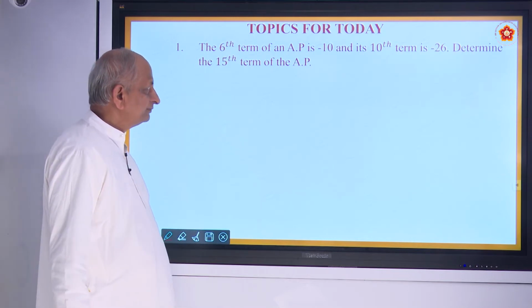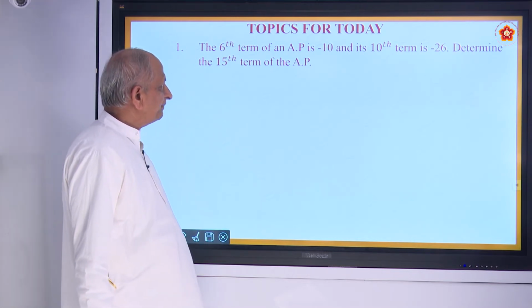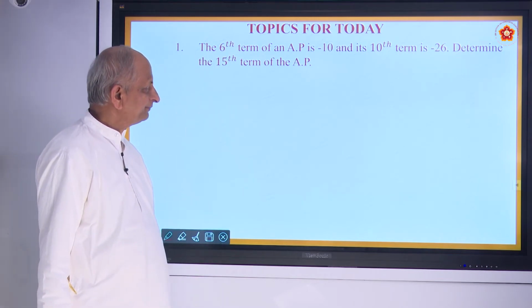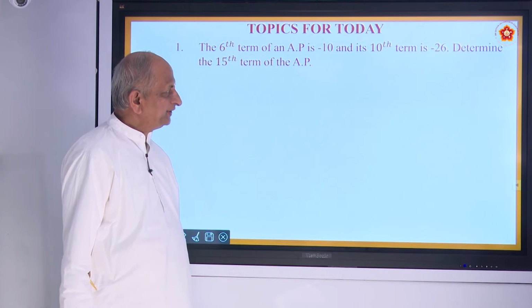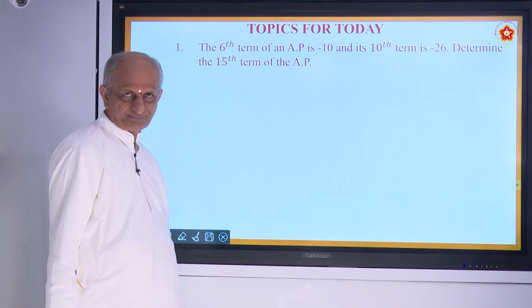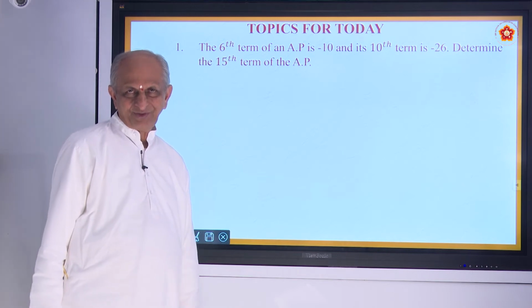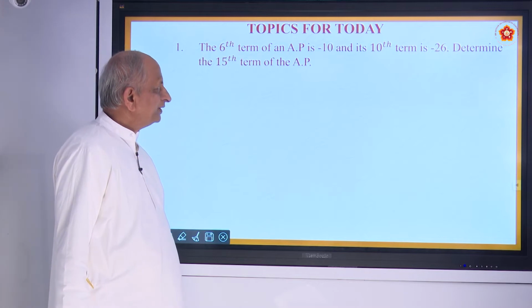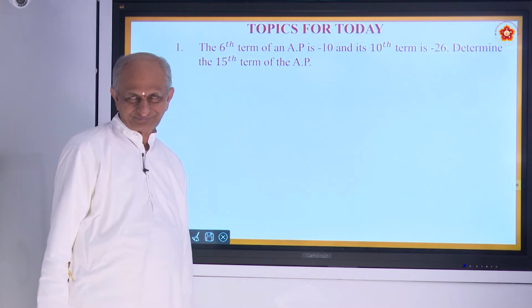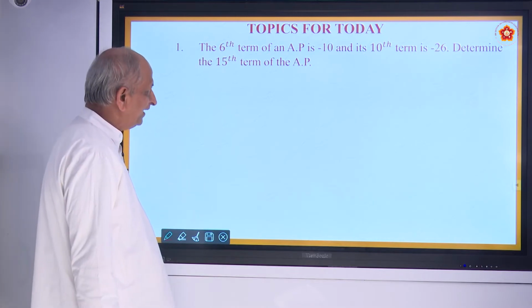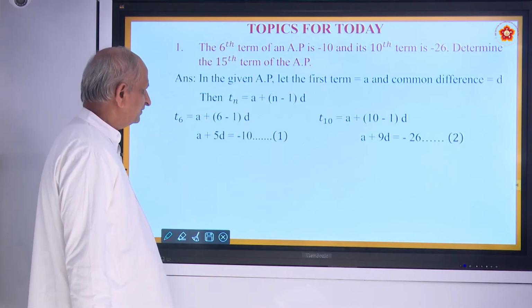Now for today, sixth term of an AP is minus 10, that is T6. 10th term is T10, minus 26. Determine 15th term. So here A is not known. N is known, of course. D is not known. You have to find out A and D. How will you start it?